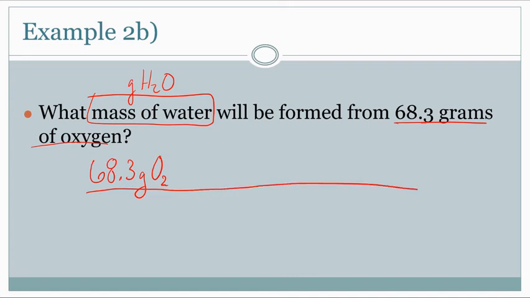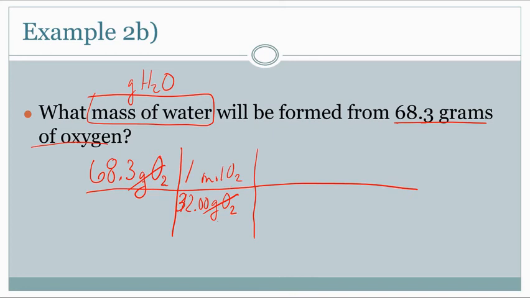I did this on the board last week. Maybe some of you liked this better. So you kind of partition like railroad tracks. Grams O2 goes on the bottom. Moles O2 goes on top, and I partition it. For every 1 mole of O2, I have 32.00 grams of O2. Cancel grams O2.